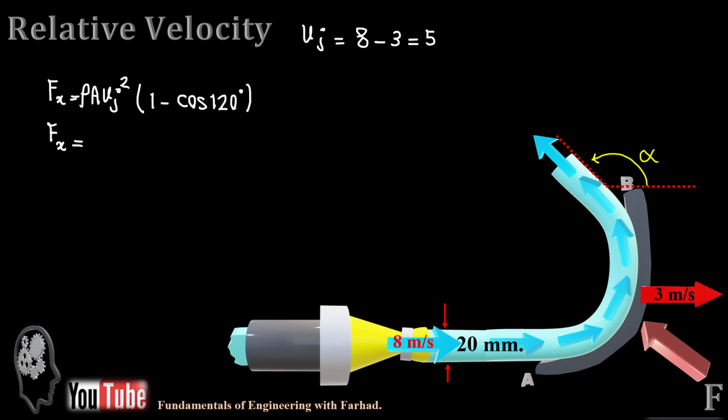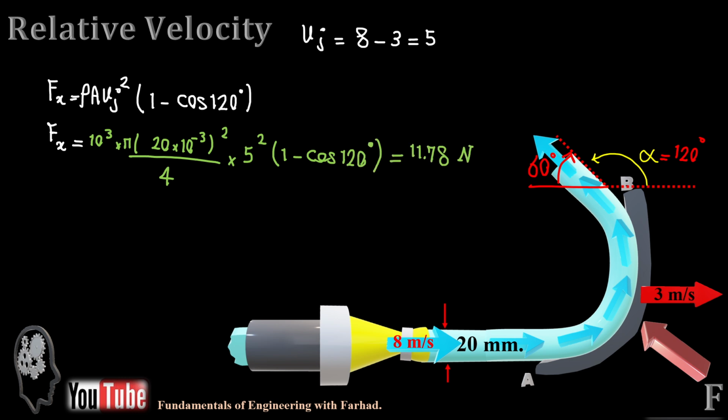Then Fx is rho A Uj squared, the relative velocity replaced in the main equation, times 1 minus cosine of 120, which is provided in the problem statement. If you do the math, it gives you Fx equal to 11.78 newtons. And likewise for Fy, that's rho A Uj squared sine of 60 or sine of 120. The sine of 60 and 120 is exactly the same. You can use either of these two for Fy.